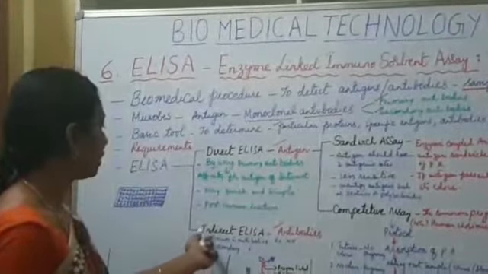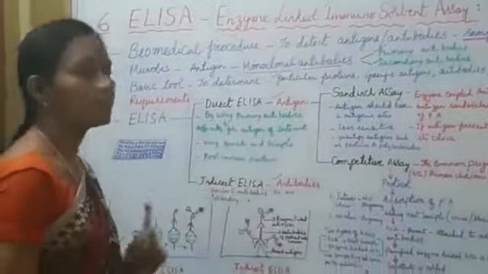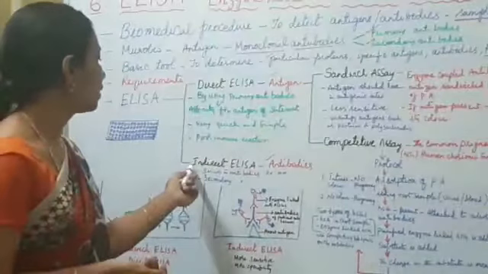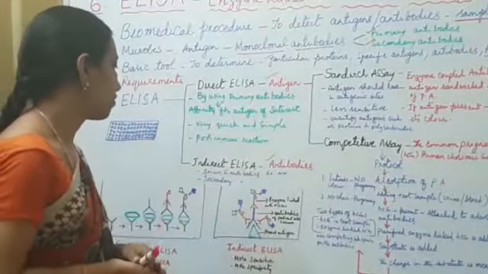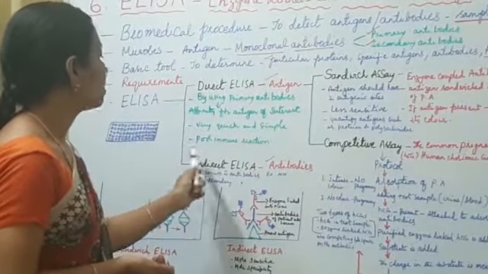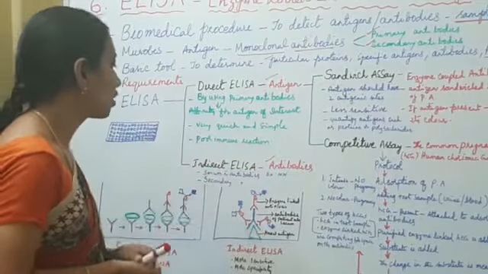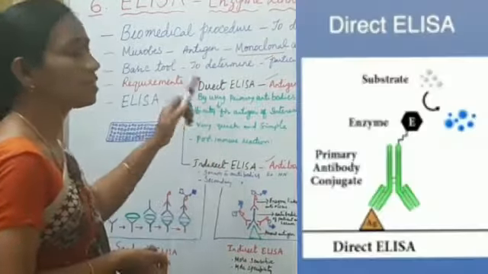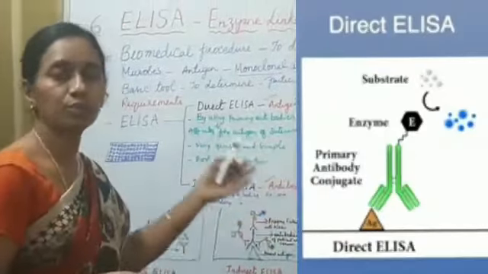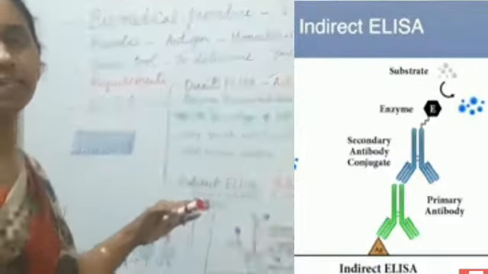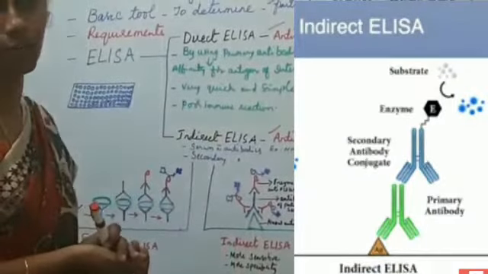Here you are going to learn about the indirect ELISA test. This is the best method to identify the HIV. In this test, the secondary antibodies are used. In the direct ELISA test, primary antibodies are used, but in the indirect ELISA test, secondary antibodies are used.